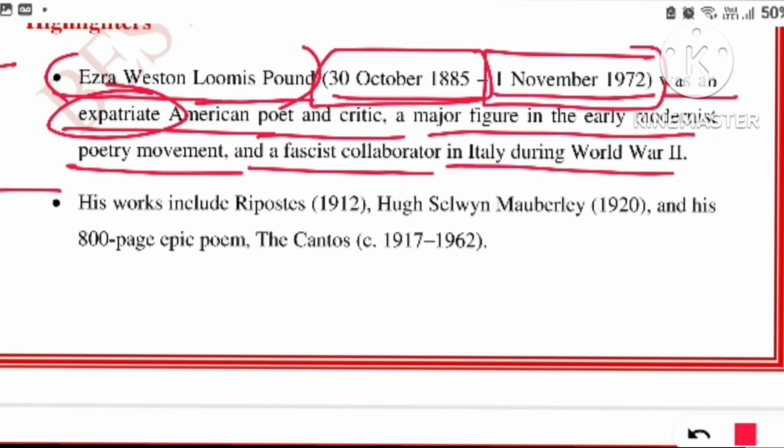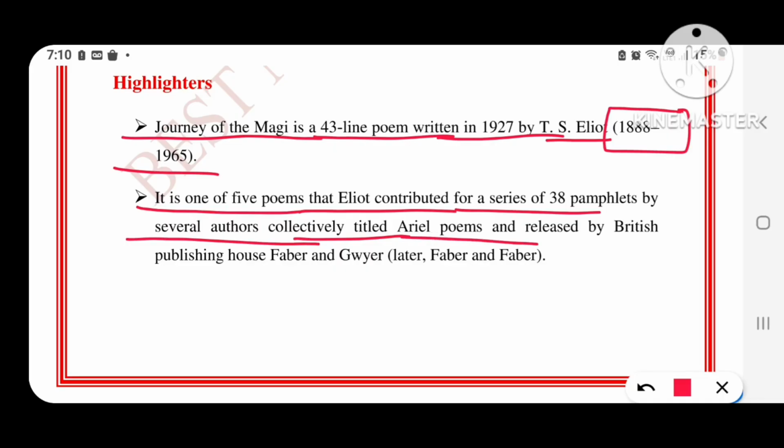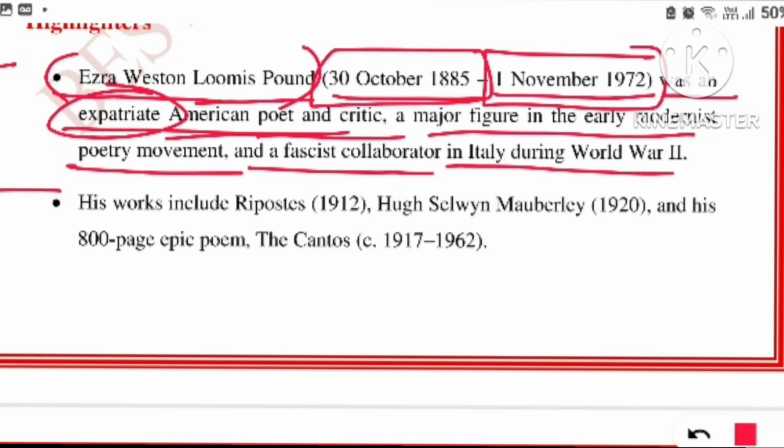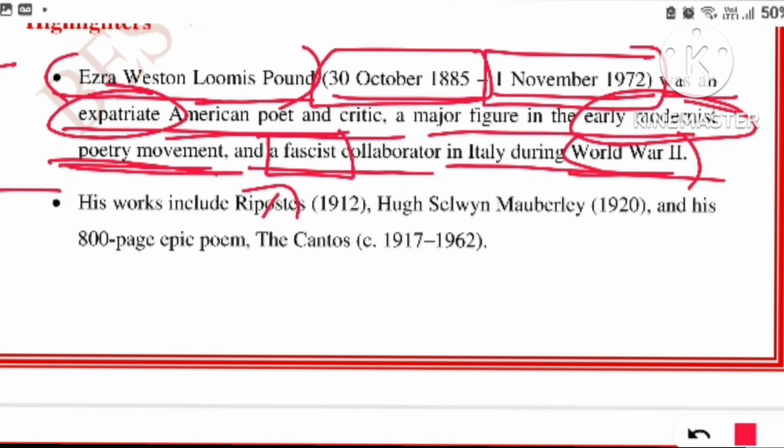Say for example, we are Indians. So if we go to some other country and live there, we will be regarded as expatriates. So he was an American poet and critic. He contributed greatly to the early modernist poetry movement and he is regarded as a fascist. Fascist means the one who is so firm in their beliefs, who is not flexible at all, who is not able to accept others' point of view. So he was a staunch fascist, and the quality of fascism is shown during World War II.